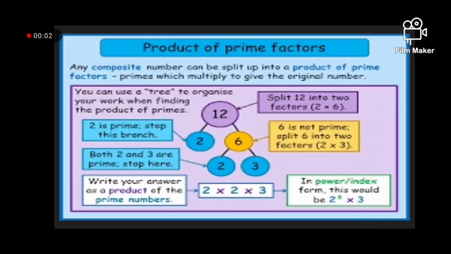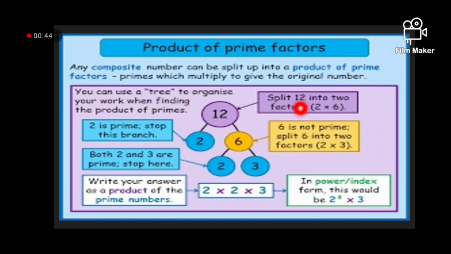Now let's find the product of prime factors. Any composite number can be split up into a product of prime factors, primes which multiply to give the original number. When we multiply the prime factors of any number, we will get the same number. So, we will find the prime factors of 12 by prime factor tree.